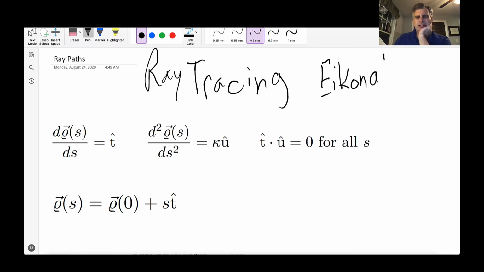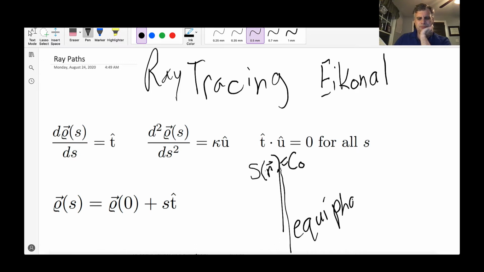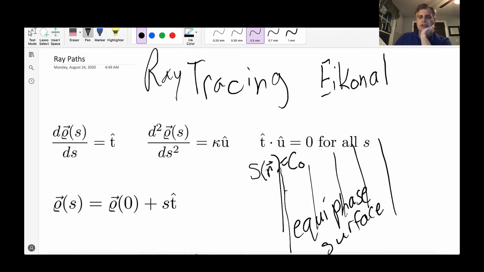In the previous lecture we talked about the Iconal Equation, which basically says I have phase functions, which we call iconals, as a function of three-dimensional space. If I set this equal to a constant, this represents an equiphase surface. And successive equiphase surfaces are one way to view how a wave propagates in space.